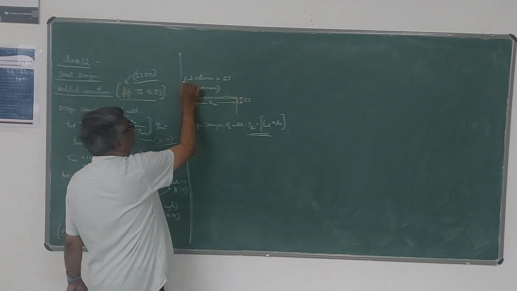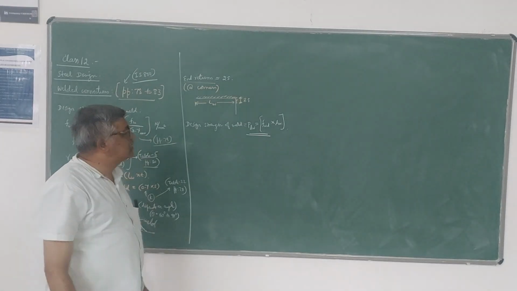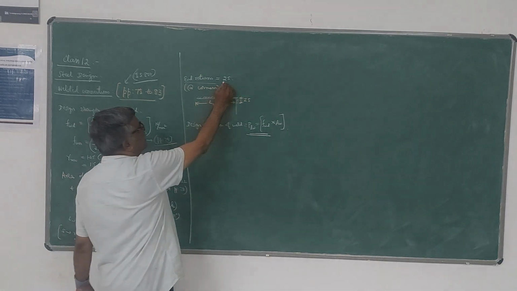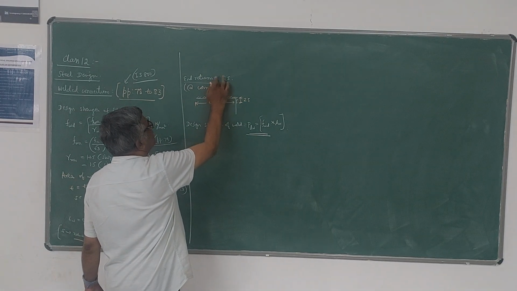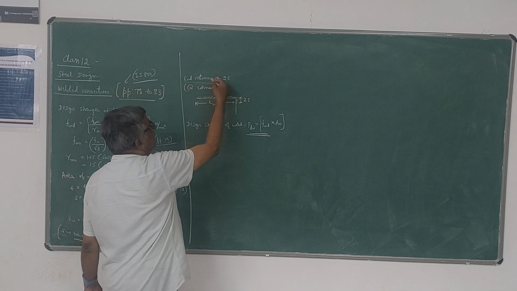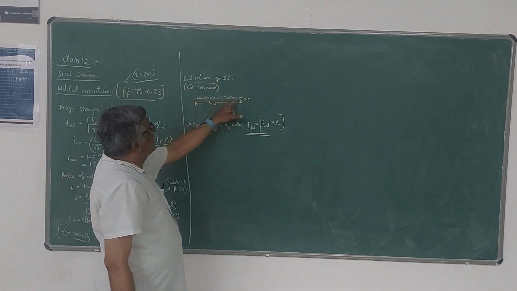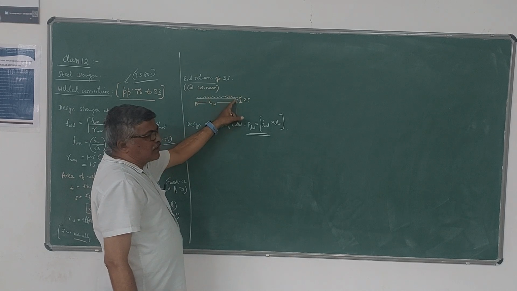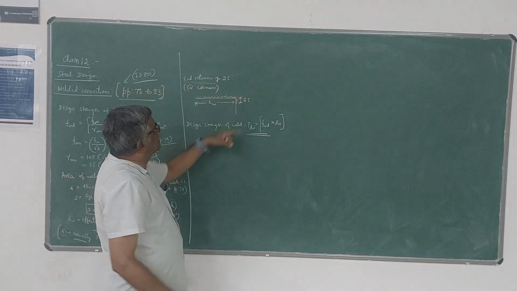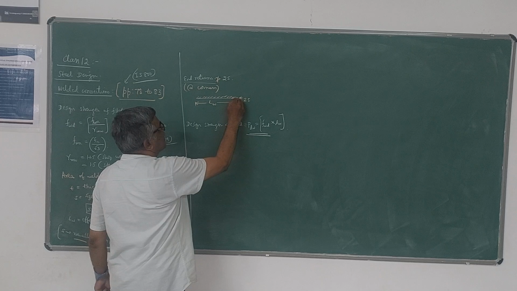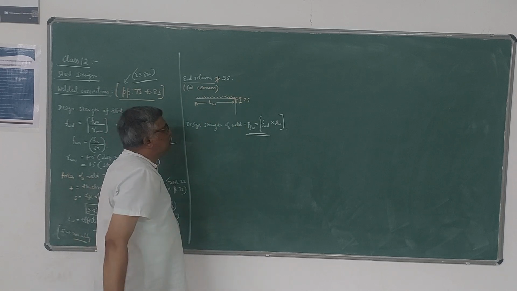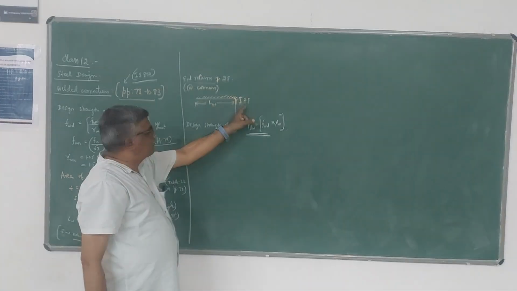Sometimes we use a term called end returns, whose length is normally taken as 2s, or it should not be greater than 2s, where s is the size of the weld. This is the LW, length of the weld. End return is provided at the corners to transfer the load. That is taken as minimum 2s.